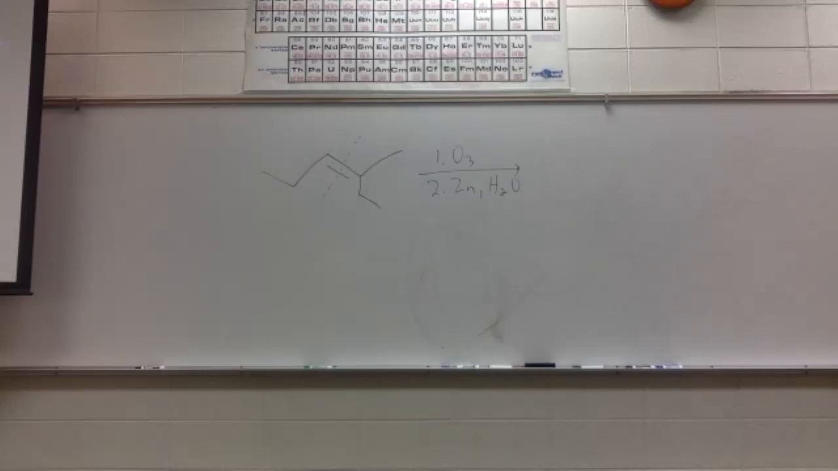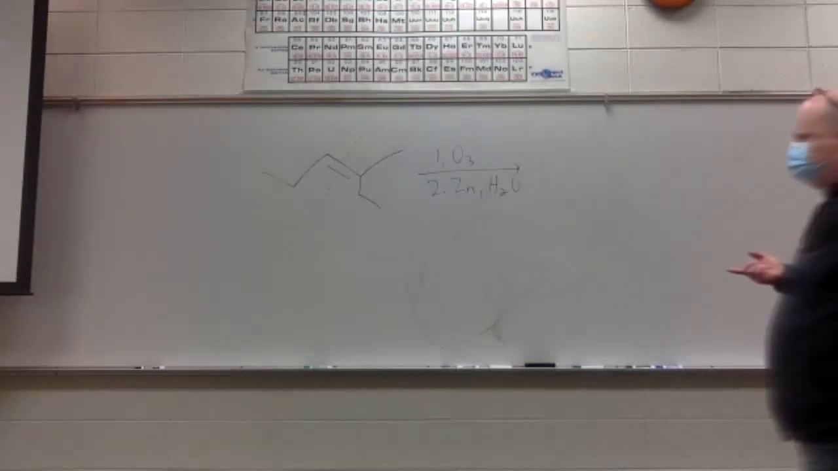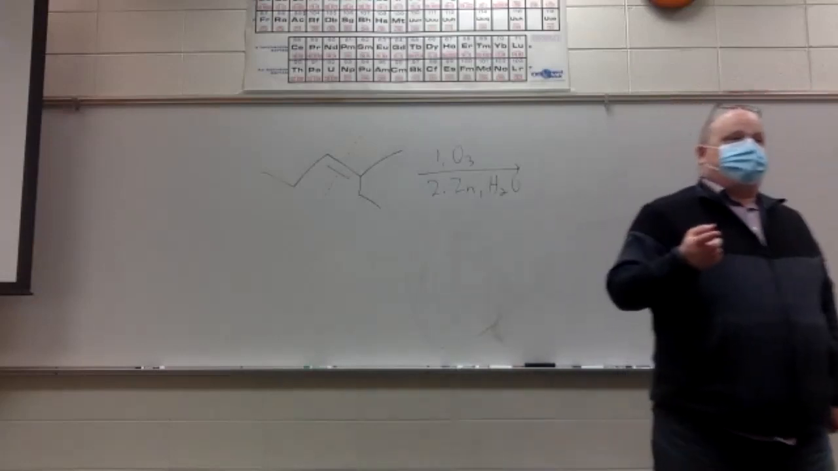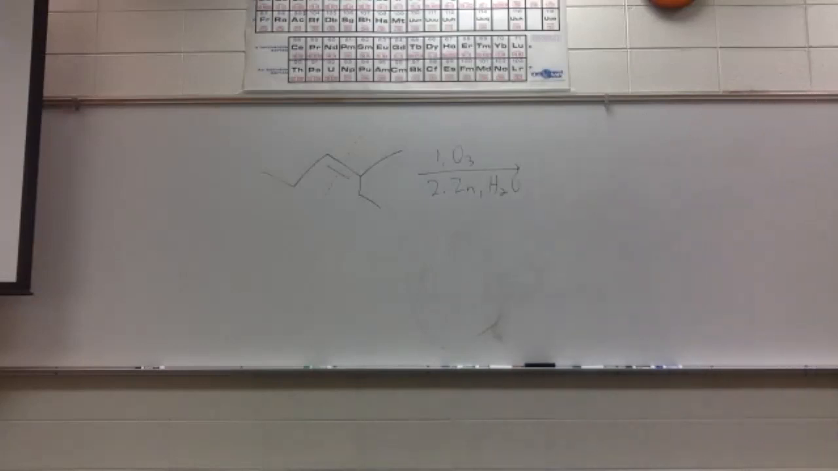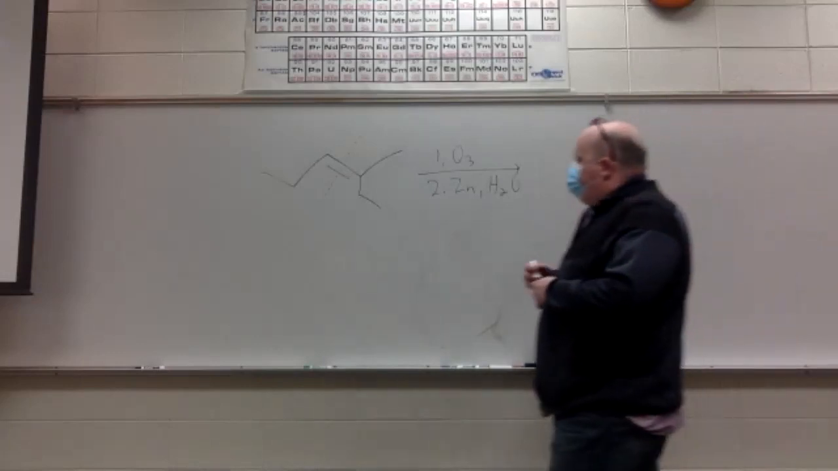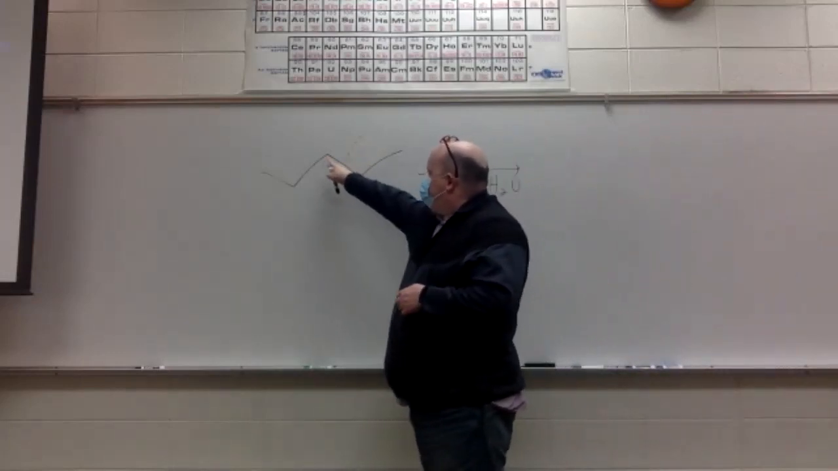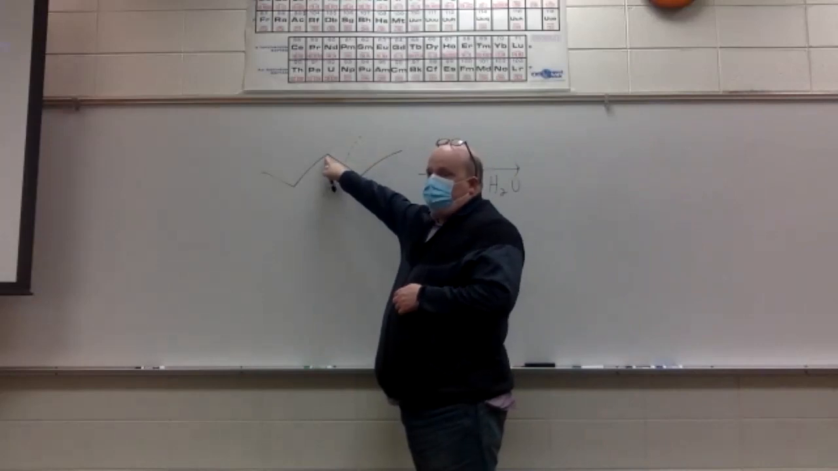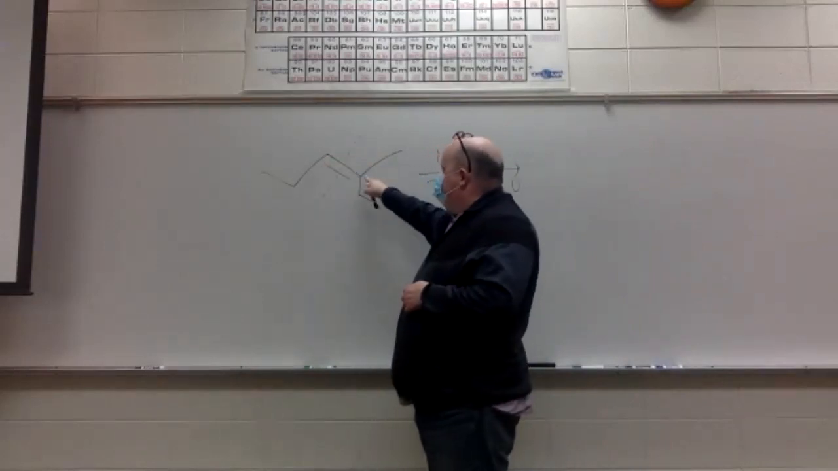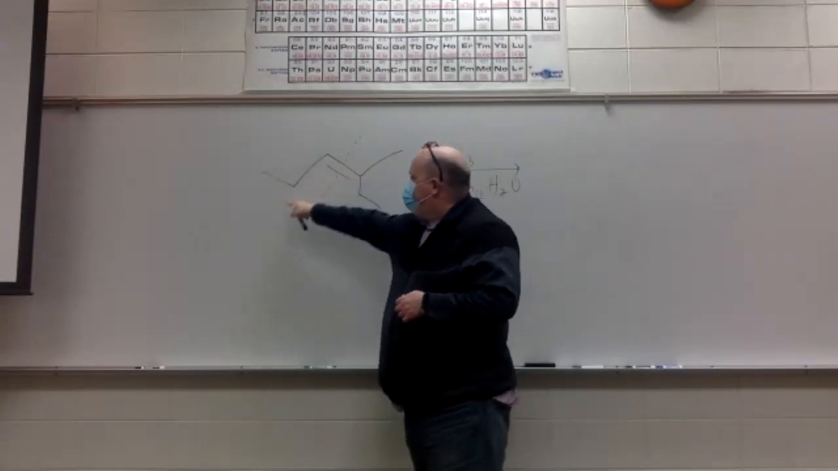What types of products do we typically end up with for alkenes? Aldehydes and or ketones, right? So it's not going to be acids in this case. Acids you only get with alkynes, right? So basically what happens is whenever you cleave this, this carbon is going to turn into a carbonyl, C double bond O. Same thing for this, right?